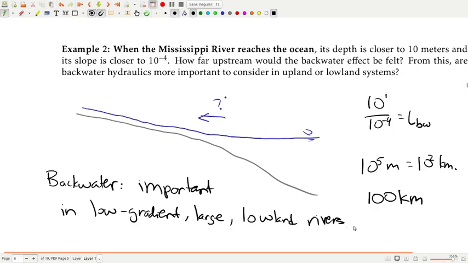As a result, we're going to talk a lot more about smaller upland streams. And that's fine, that's fair for a lot of the rivers on Earth. But I just want you to know that there are limitations to the analyses that we're going to discuss here, and that if you want to start thinking about systems that approach the ocean, you might have to start thinking about some more advanced physics than we're going to present in this course.